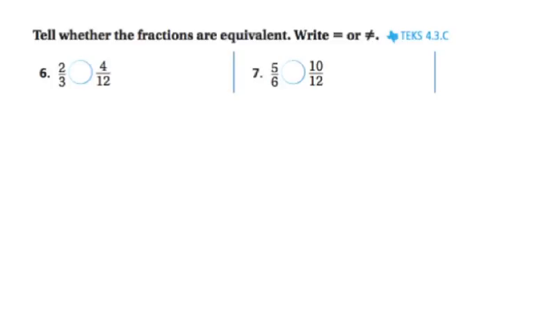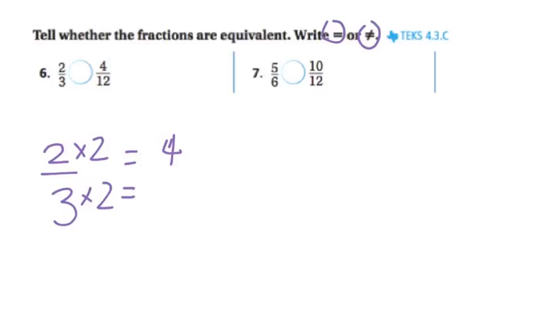Now, we're given 2 fractions, and we have to say if they're equivalent or if they're not equivalent. We're going to either write the equal sign or the not equal sign. So when I'm looking at 2/3 and I'm trying to see if it's equivalent to 4/12, I want to multiply 2/3 times something over something that's going to give me 4/12. I know 2 times 2 would equal 4. And so, therefore, I would multiply 3 times 2, and that should give me 12.